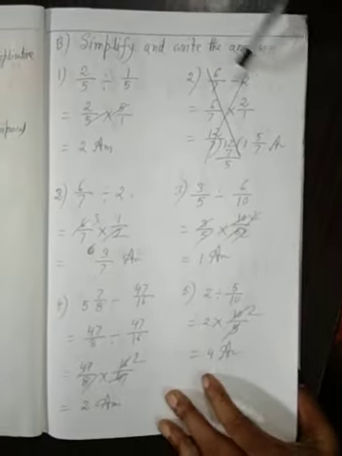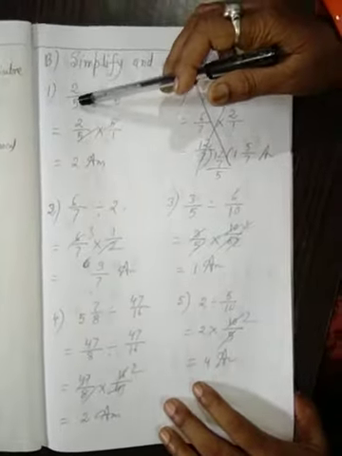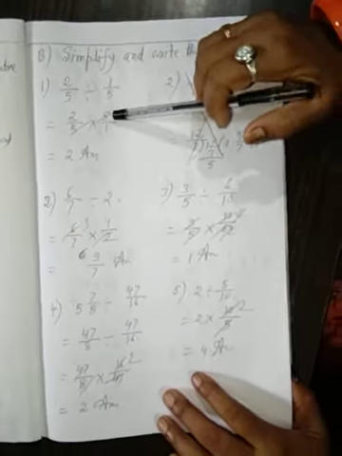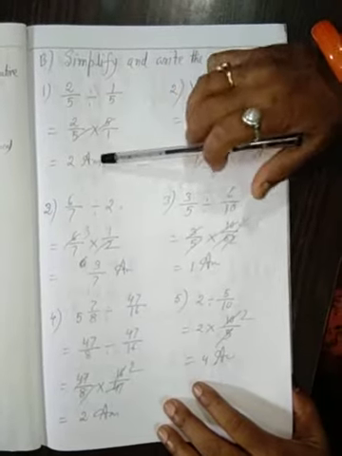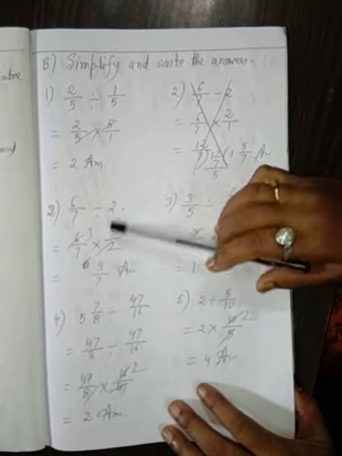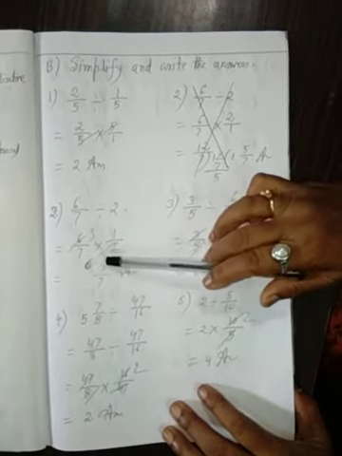B. Simplify and write the answers. 1. 2 by 5 divided by 1 by 5. That is 2 by 5 into 5 by 1. 5 and 5 cancel, so the answer is 2. 2. 6 by 7 divided by 2. That is 6 by 7 into 1 by 2. 2 3s are 6, so the answer is 3 by 7.